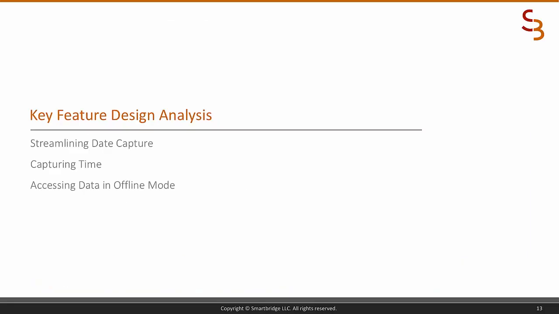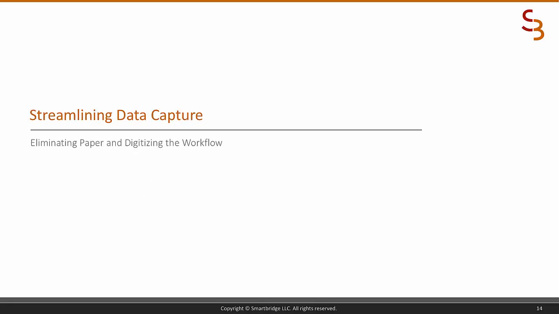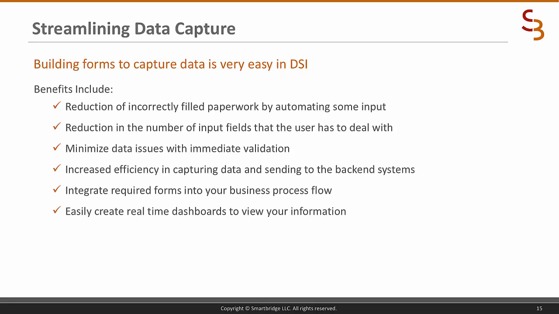So now let's get into detail on how we specifically implemented each of these key features. We'll start with streamlining the data capture. So this first feature that we tackled was to eliminate the paper forms and then replace them with digitized versions where possible. There are several key benefits to digitizing the forms in addition to just saving paper.